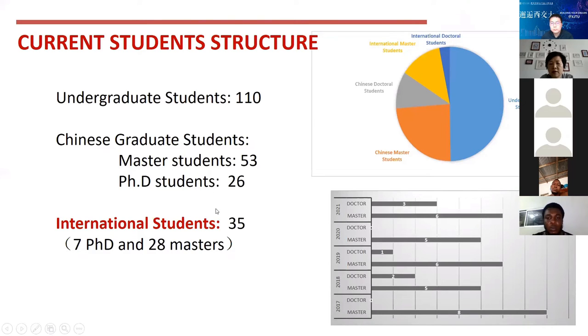And for international students, right now we have a total of 35, not so many, including 7 PhD students and 28 master students. So as you can see for the graduate program, our international students take about one third of the total proportion. And this table shows, every year from 2017 till 2021, how many students we recruited and who finally entered our center. The total is not so large, but every year we keep a fairly stable situation.